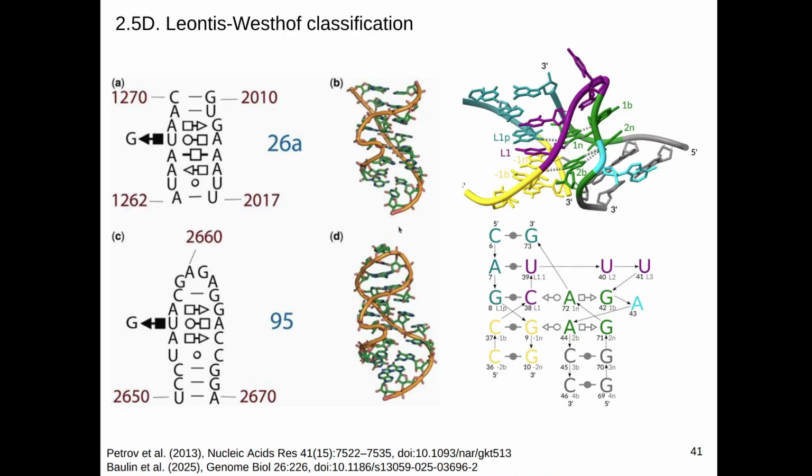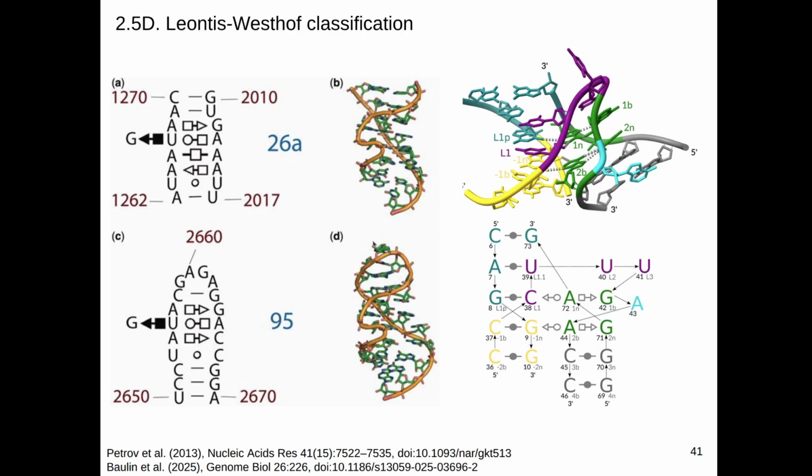And now this base pair classification is more or less widely accepted. So in many papers we have the diagrams of secondary structure with tertiary base pairs represented in Leontis-Westhof representation. So this is an example of an E-loop motif.